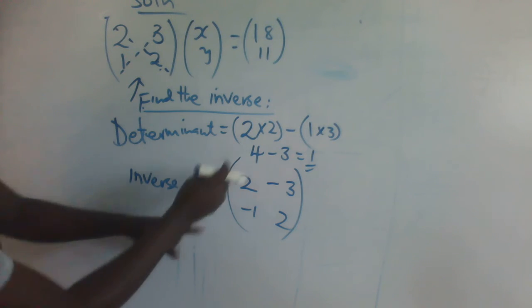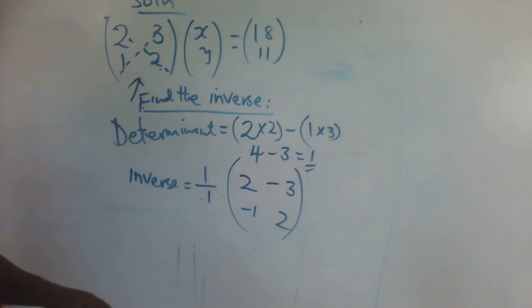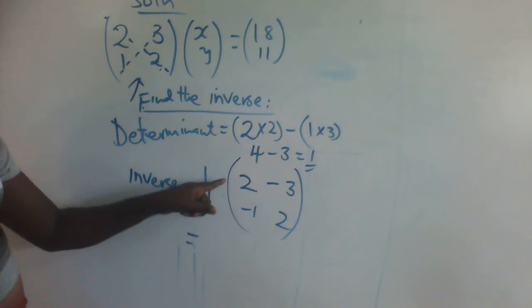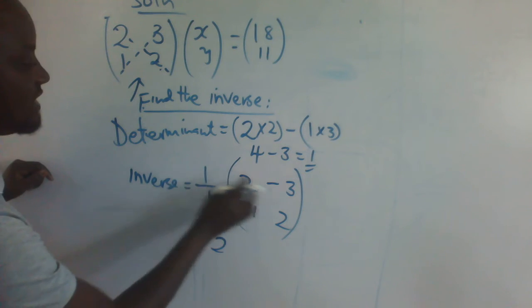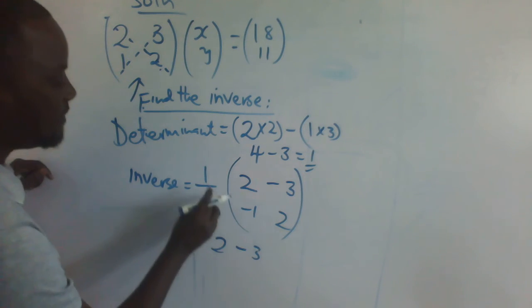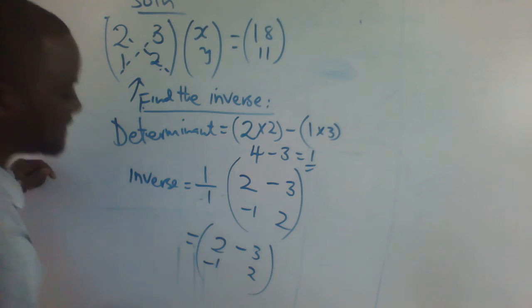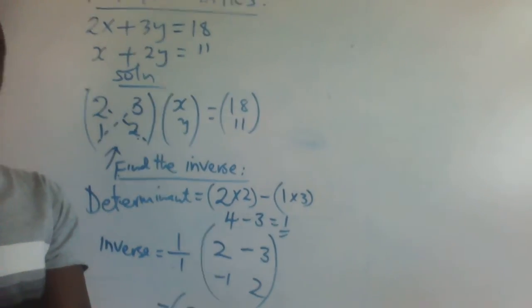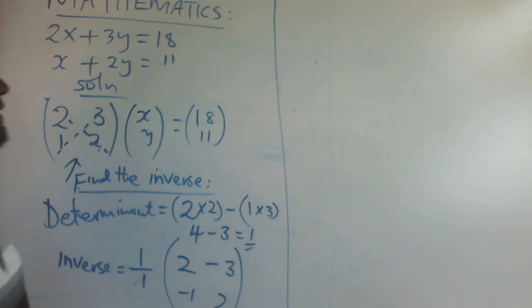Our determinant was 1. That means you divide by 1, and 1 divided by 1 is 1. 1 times this one, you get 2. 1 times this one, you get minus 3. 1 times this one, minus 1 and 2. This is the inverse. After getting the inverse, you proceed.